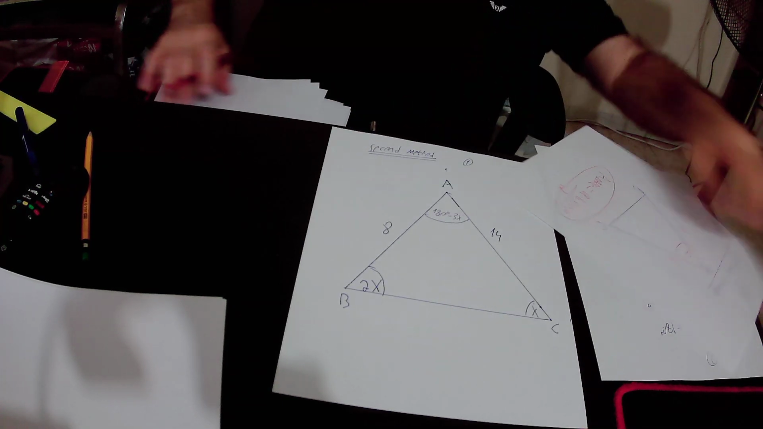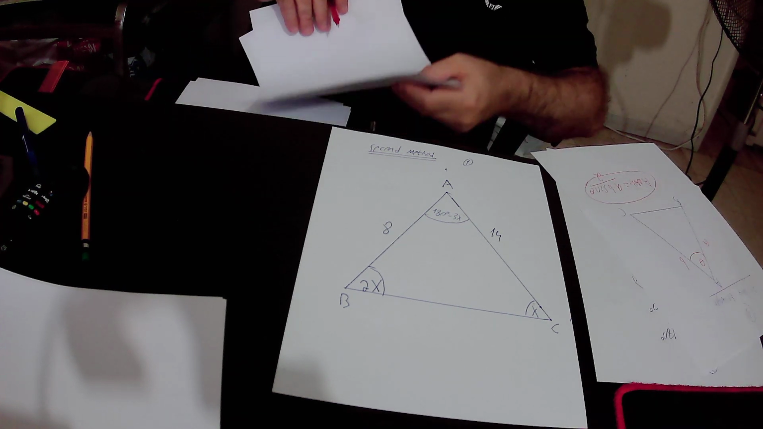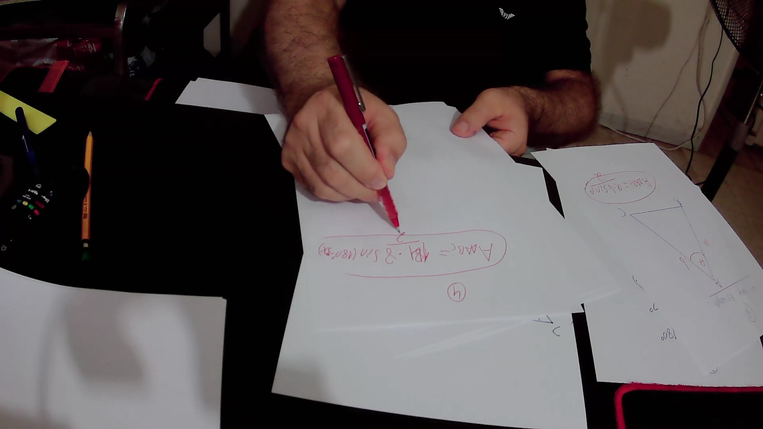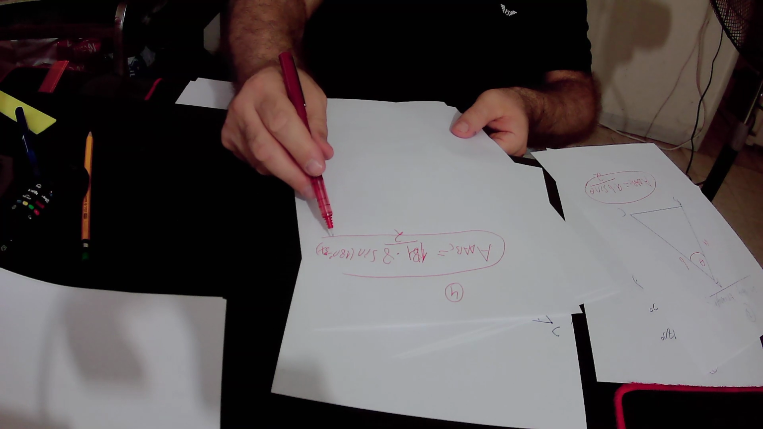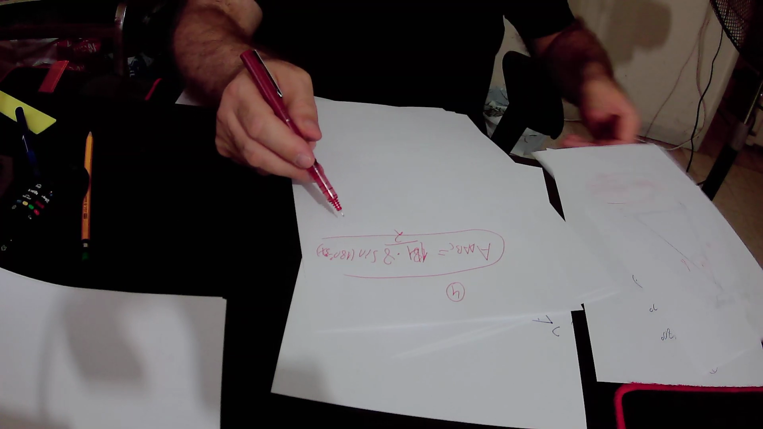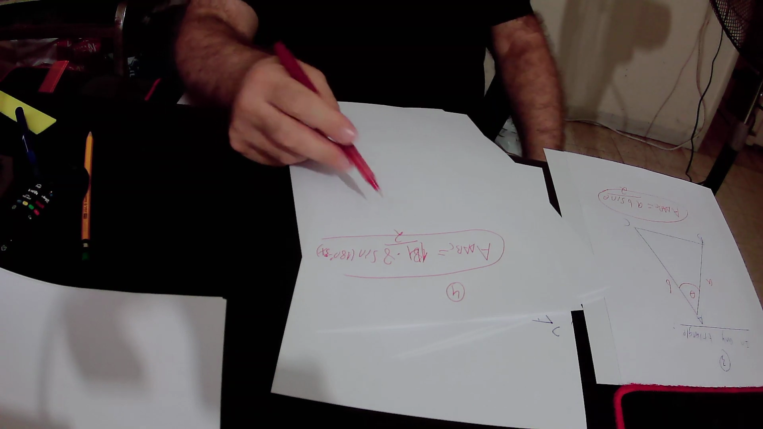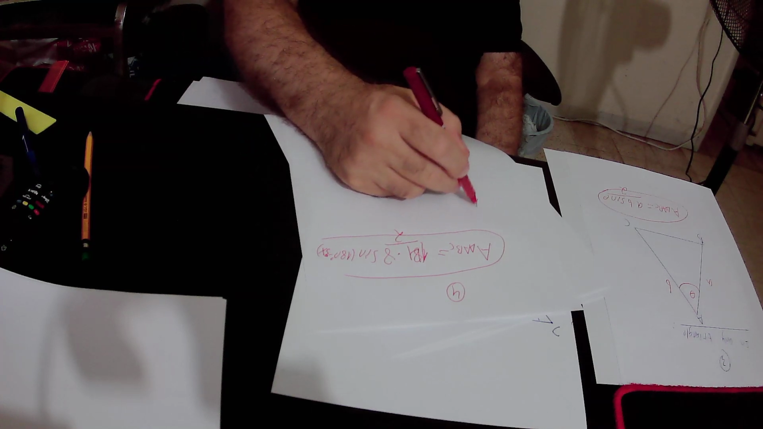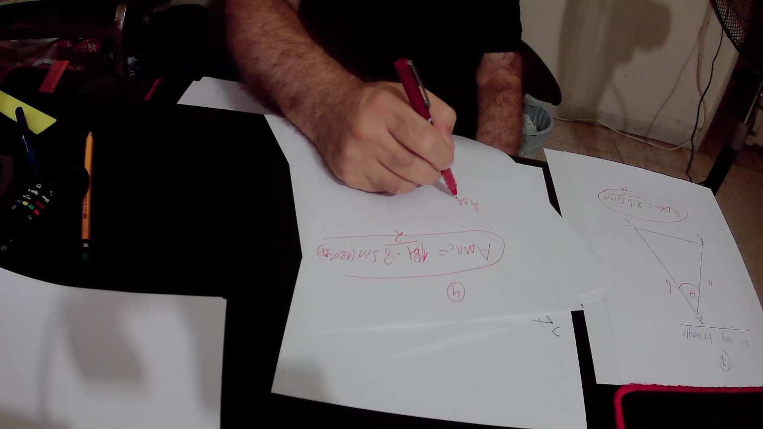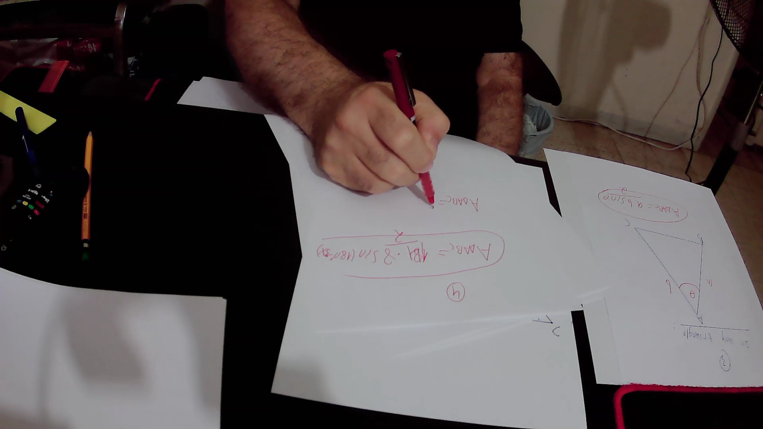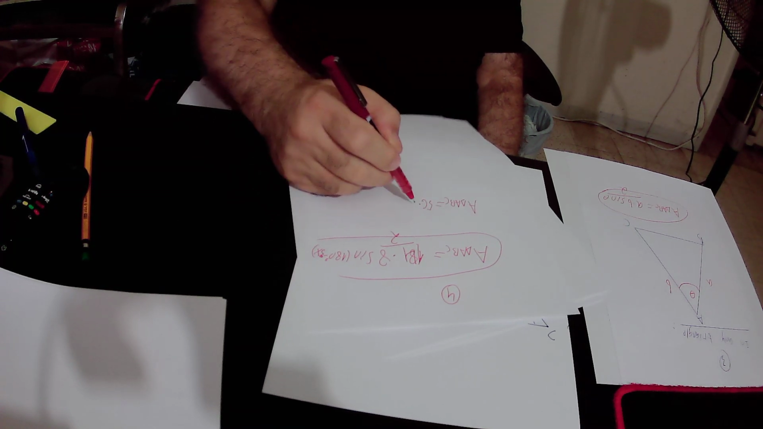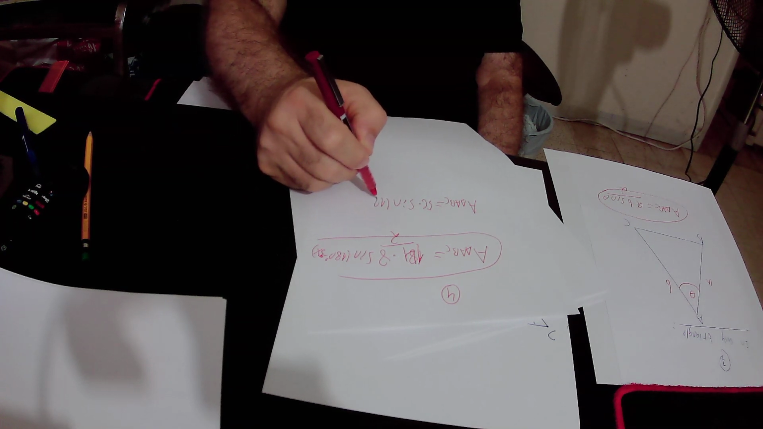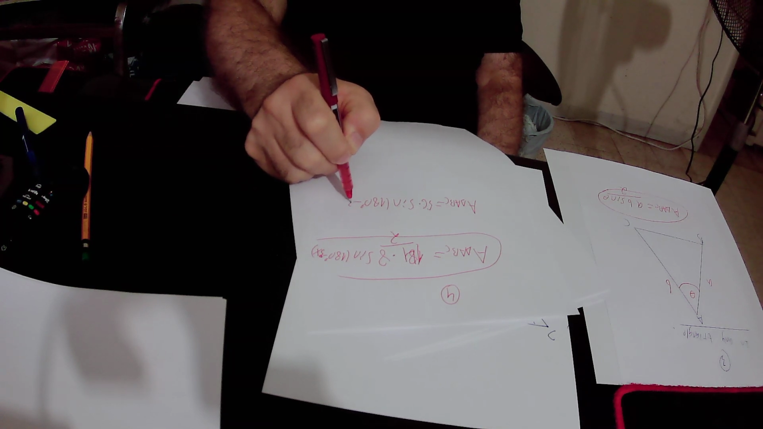So here we will also divide 14 times 8 over 2 times sinus 180 degrees minus 3x. Okay, 14 over 2 is 7, and 7 times 8 is 56. So the area of triangle ABC equals 56 times sinus of 180 degrees minus 3x.